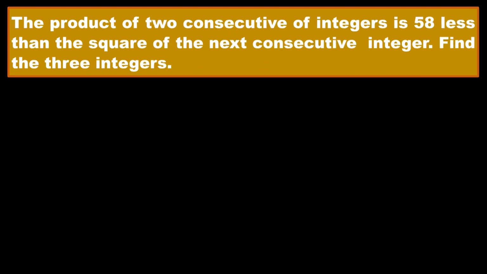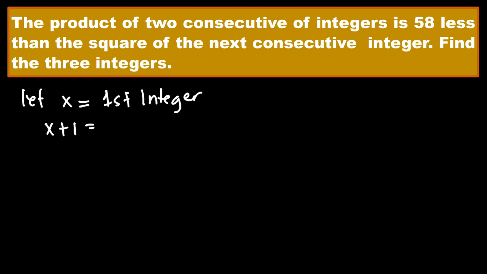Let's have another one. The product of two consecutive integers is 58 less than the square of the next consecutive integer. Find the three integers. Alright, so we are to solve for the three integers here. And when you say consecutive integers, the difference between the first integer and the next integer is simply 1. So if we're going to let x be the first integer, then our next integer will be x plus 1.